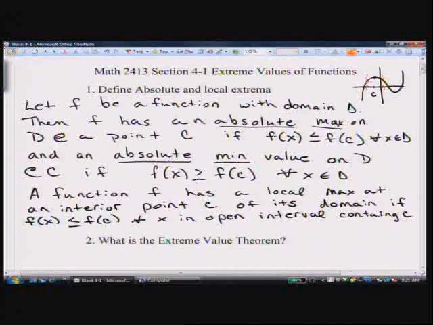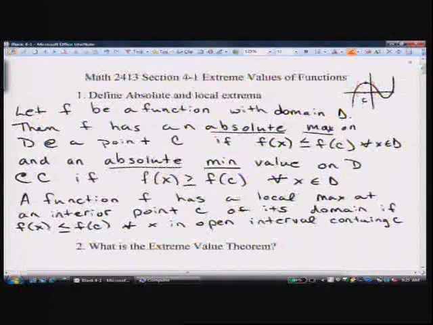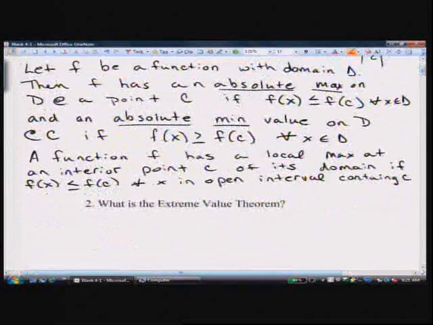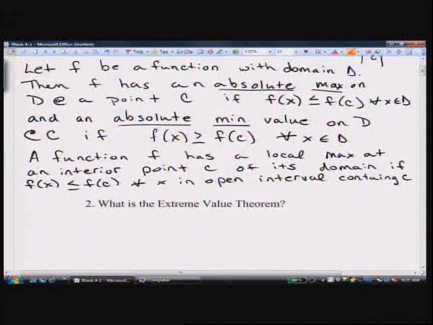Because if you made it bigger, if your interval were from here to here on the x, then whatever you have up here would be higher than that one. So you just have to find one area where it's the maximum. Okay, so that's local. And then you can imagine, I'm not going to write the definition of a local min, but it's similar.